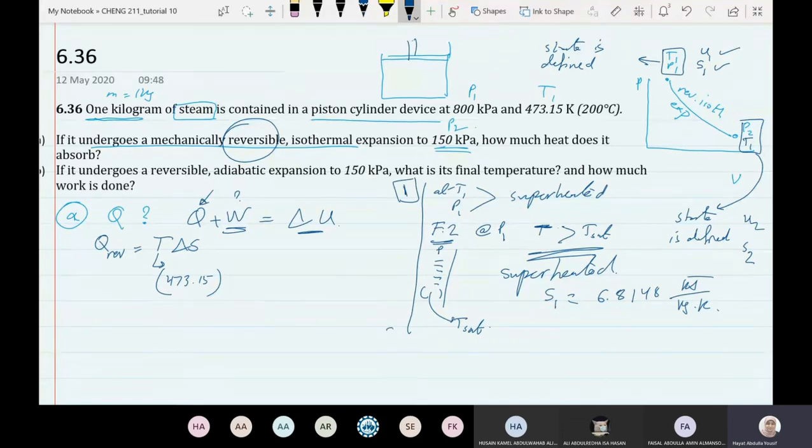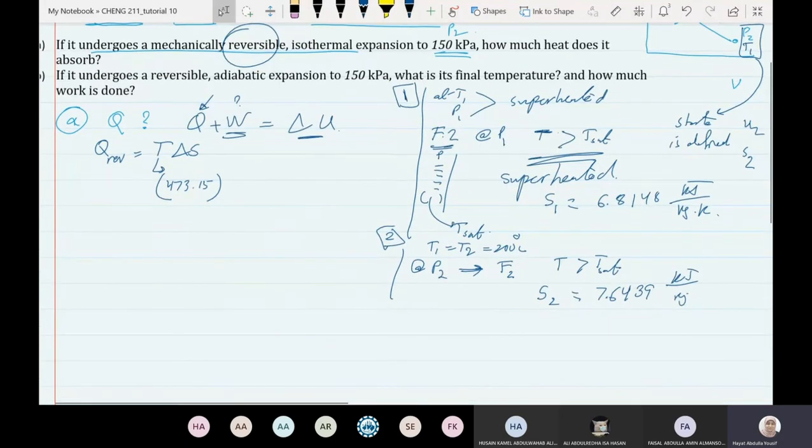With regard to state number 2, again, you would have to do the same. At state number 2, T1 is equal to T2, so it's still 200 degrees C. But at P2, you are going to go to table F2. And you will also notice that the temperature is greater than the given Tsat. If this is the case, you go to the table and find at this temperature how much S is. You will get S as 7.6439 kilojoule per kilogram Kelvin. So look, by having S1 and S2, I can easily calculate the Q.